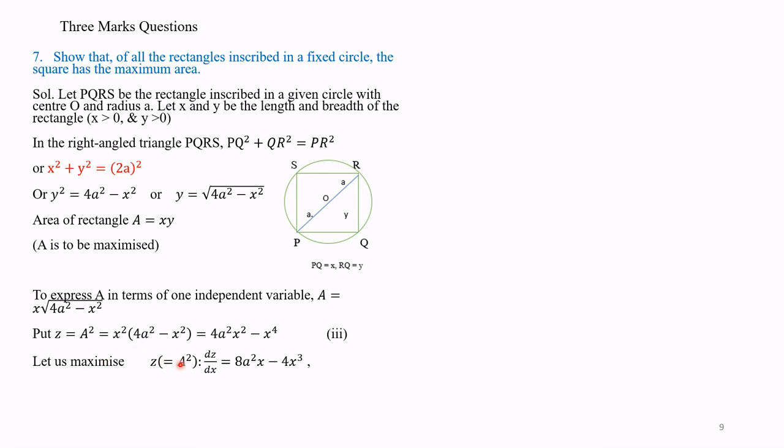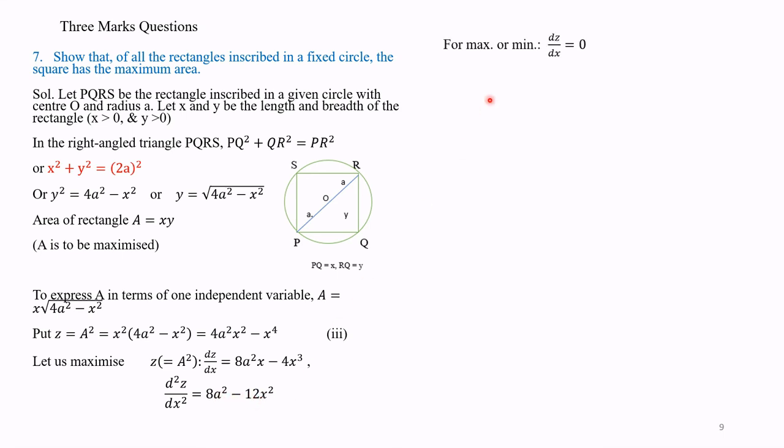Therefore, let us maximize z. z is equal to A squared. dz by dx, differentiating the right hand side, we get 8a squared x minus 4x cubed. Again we take the second derivative. d squared z by dx squared is equal to 8a squared minus 12x squared.